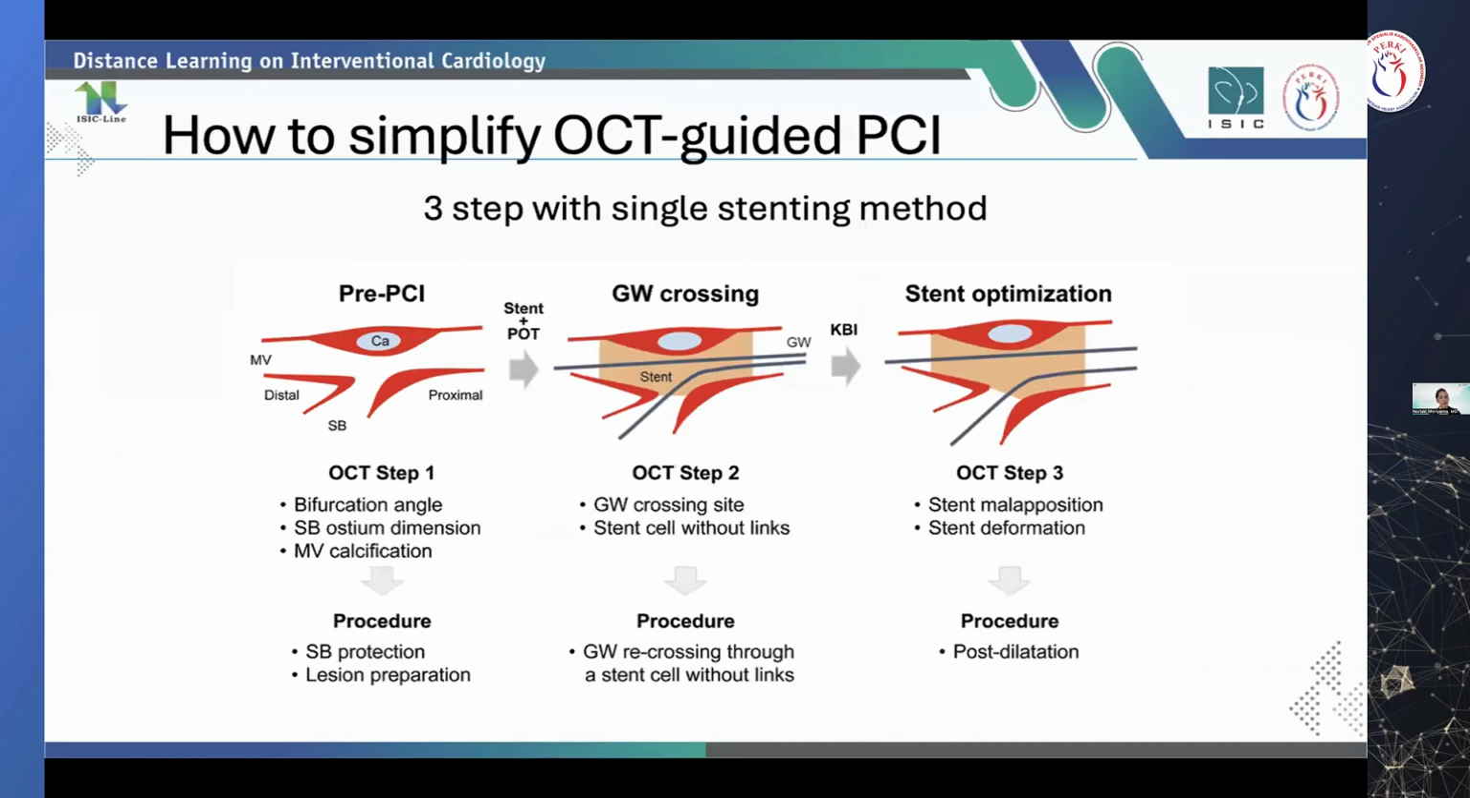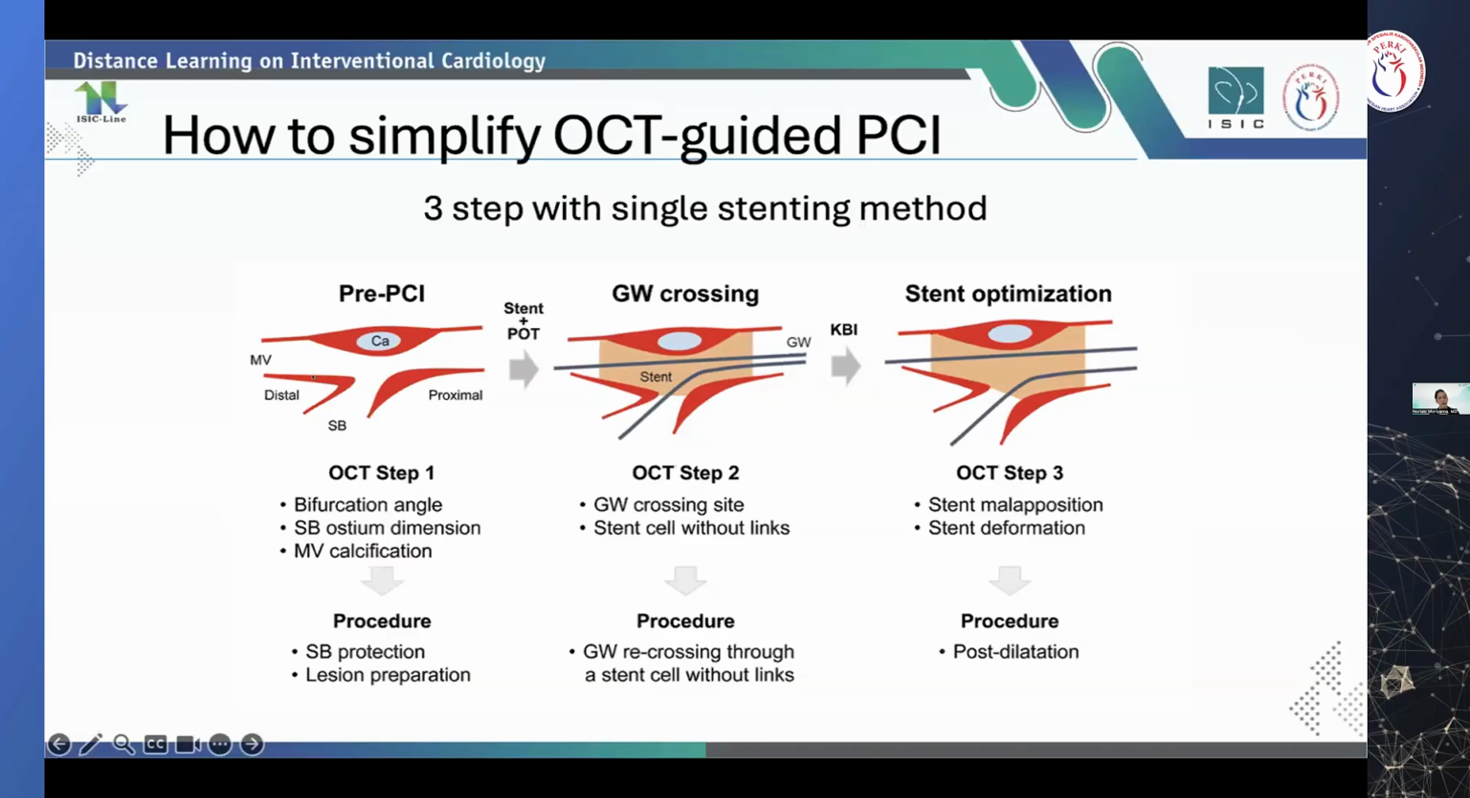And actually, in my daily practice, I use OCT very simply. Simplifying OCT-guided PCI is the key to successful bifurcation PCI and keeping a better long-term outcome, I think. So I would like to recommend a 3-step, single stenting method. Of course, this method depends on the patient anatomy and complexity.